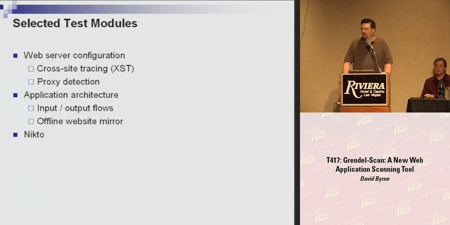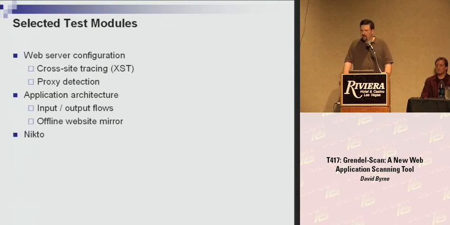A couple of web server configuration tests. Cross-site tracing is possible when the trace or track methods are enabled, which they usually are by default. Proxy detection: sometimes a web server can be misconfigured to act as a proxy server, especially with mod_proxy on Apache. And if that is present in a perimeter environment, it can be a particularly devastating vulnerability because it usually allows an attacker to completely bypass perimeter firewall rules.